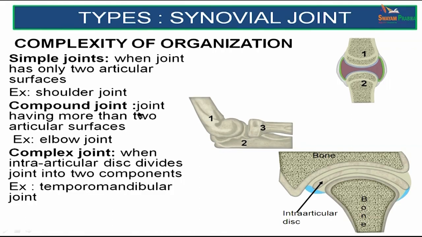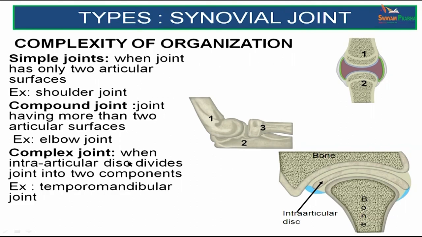Then, compound joint. It is a joint which has more than two articular surfaces. So, looking at this picture, we can see one bone, then we can see another bone, and we can see another bone. So, whenever we have more than two surfaces articulating, it is called a compound joint. Example, elbow joint.